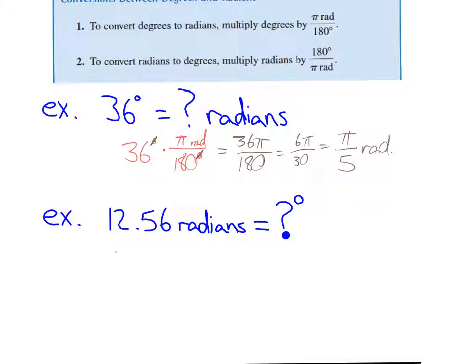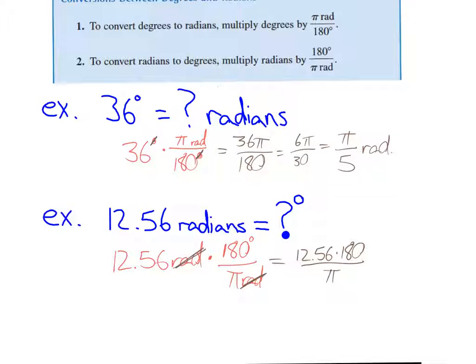We've got 12.56 radians. I want to convert that to degrees. So what am I multiplying by? 180. Good. 180 over pi. All right. So notice here, and I'm writing out the units on all of these just to show how this works. Notice the radians cancel out with the radians. Okay. And I've got, this one we'll use our calculators for a bit. We have 12.56 times 180 divided by pi degrees.